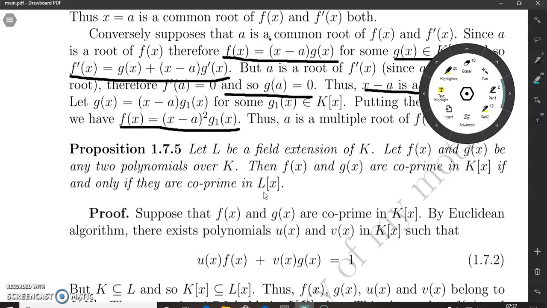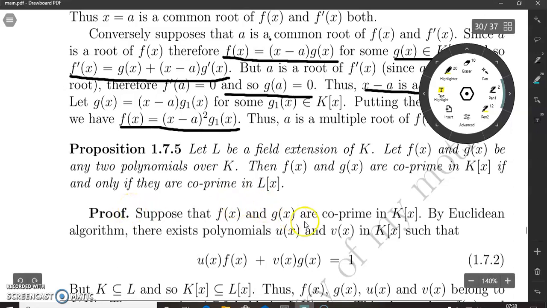Remember that if d is a GCD of polynomials f(x) and g(x), then there exist two polynomials u and v such that uf + vg = d. And if the greatest common divisor is 1, then these two polynomials are called co-prime. So remember the definition of co-prime elements: two elements are co-prime if their greatest common divisor is 1. So we now come to the result.